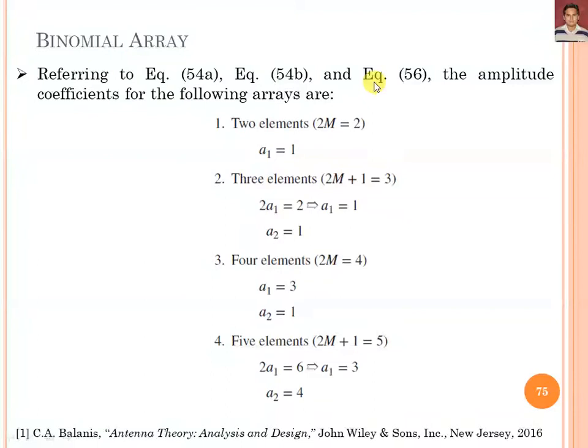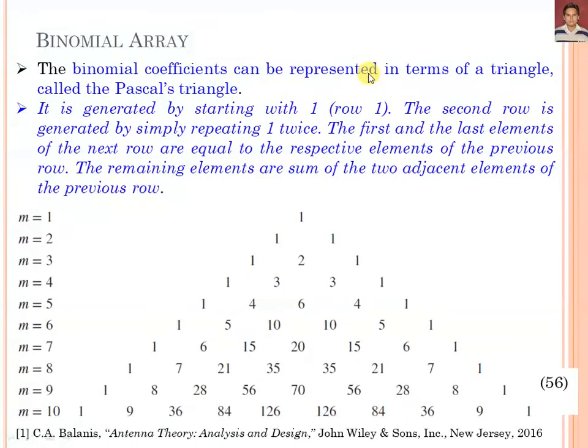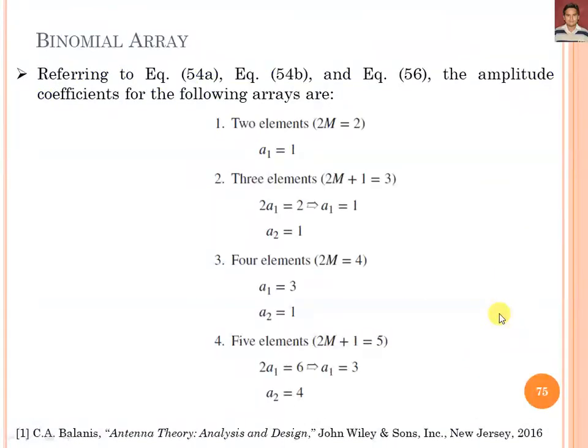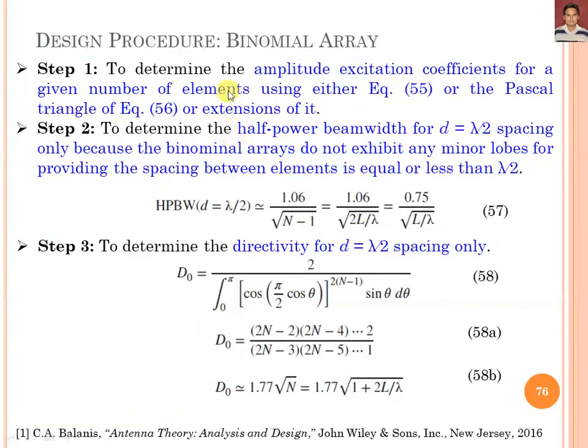Referring to the previous equations and equation 56, as you can see, this is equation 56 and these are the previous equations, the 54 array factor equation. The amplitude coefficients of the arrays can be calculated. For two elements, 2m is equal to 2, then a1 is equal to 1. For three elements, 2m plus 1 is equal to 3, so 2 a1 is equal to 2, a1 is equal to 1. For four elements, 2m is equal to 4, so a1 is equal to 3 and a2 is equal to 1. And for five elements, you can calculate by using the same procedure. And this is the design procedure, which is important for the binomial arrays.